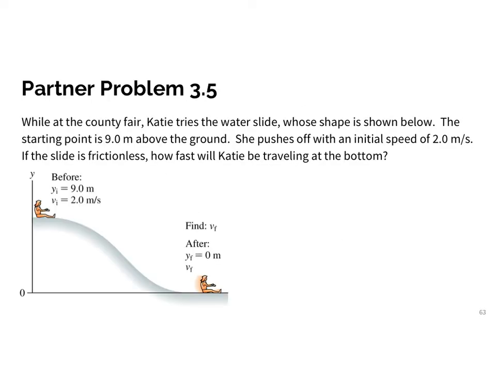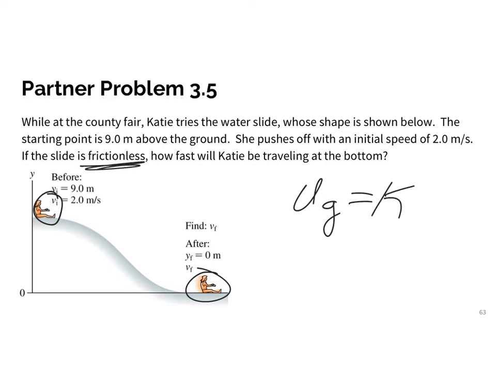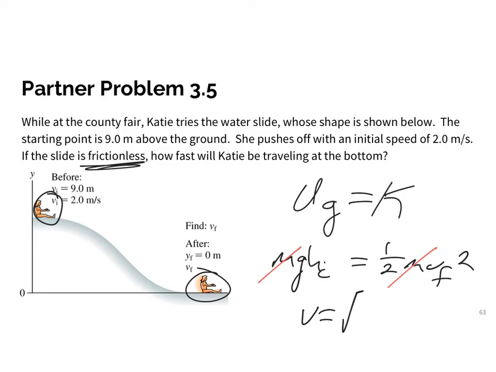The next one, we have the same concept. We're going down a slide. The starting point is 9 meters above the ground. All I care about is my initial point and my final point. It starts with U_G, ends with K, because the slide is frictionless, so there's no thermal energy. Very simple concept. U_G is mgh_i, K is 1/2 mv_f squared. Of course, as happens quite often, the masses will in fact cancel, and I have v_f equals the square root of 2gh_i.